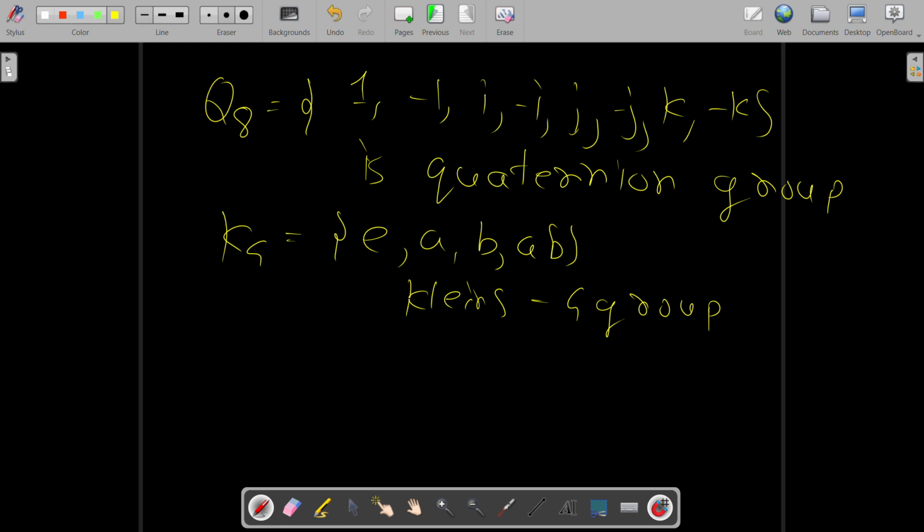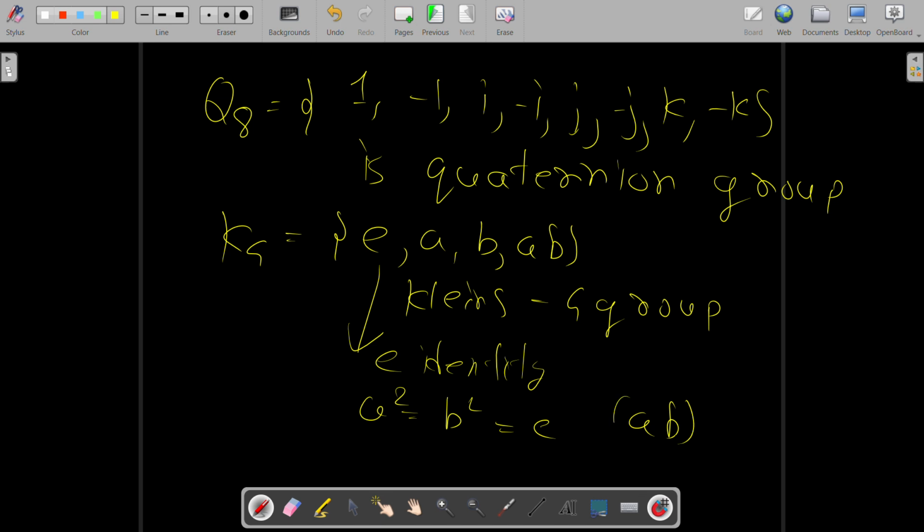For now, just let this set form a group, and the relations that this set holds: E is the identity element, and A square equals B square equals E, and AB square is also equal to E. If these relations hold in this set, then this set will be called a Klein's 4 group.